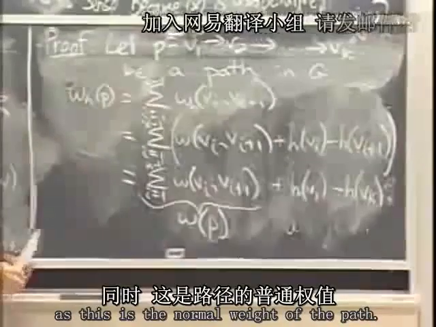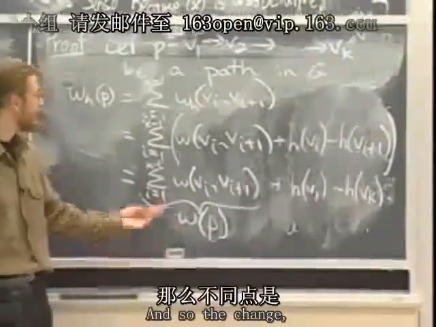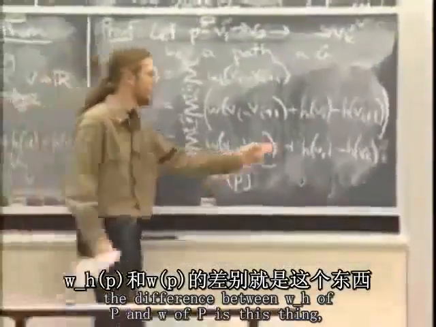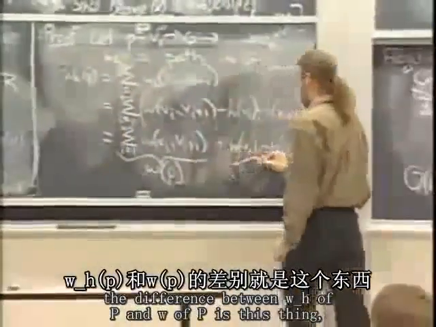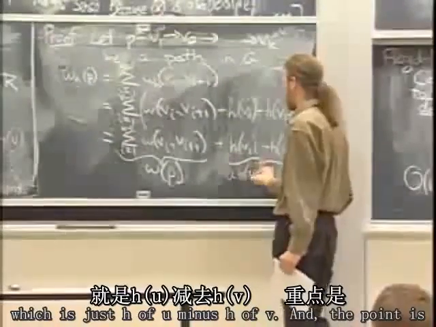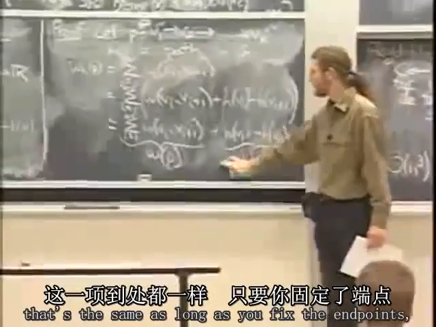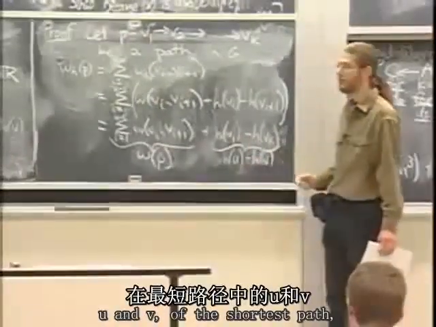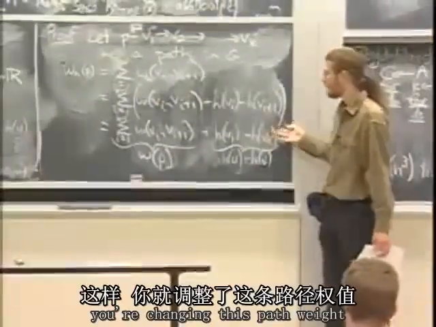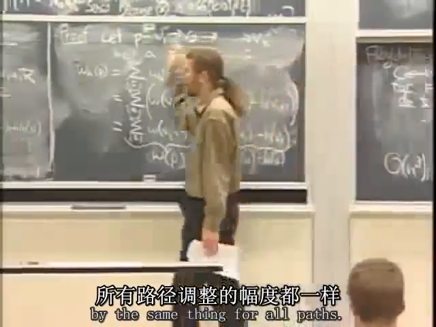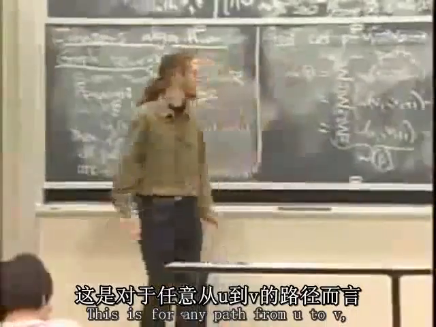As this is the normal weight of the path. And so the change, the difference between w_h of p and w of p is just h of u minus h of v. And the point is that's the same. As long as you fix the endpoints u and v of the shortest path, you're changing this path weight by the same thing for all paths. This is for any path from u to v. And that proves the theorem.